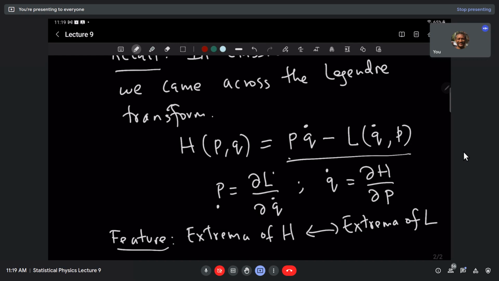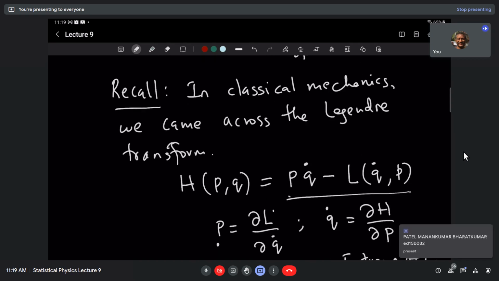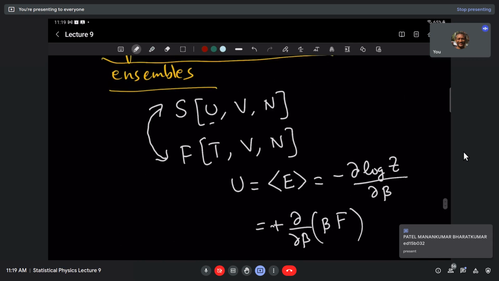Okay, so what was it? An extrema of L gave the Euler-Lagrange equations, and extrema of H gave Hamilton's equations. So they become equivalent. Extrema get mapped to extrema, and we will see that in some sense this is also that kind of a thing. But this is not the cleanest one, but it doesn't matter.